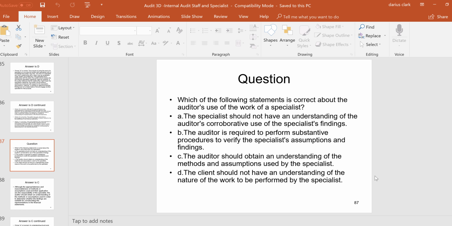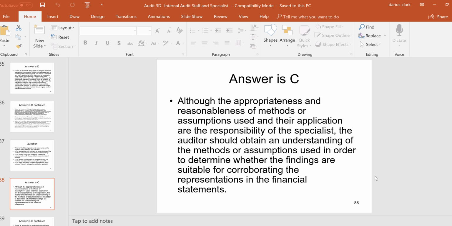87. Which of the following statements is correct about the auditor's use of the work of a specialist? C. Right. The auditor should obtain an understanding of the methods and assumptions used by the specialist. B is out. The auditor is not required to perform substantive procedures to verify the specialist's assumptions and findings. That's what the specialist is doing. They're performing substantive procedures to verify the client's assumptions. Best answer is C.